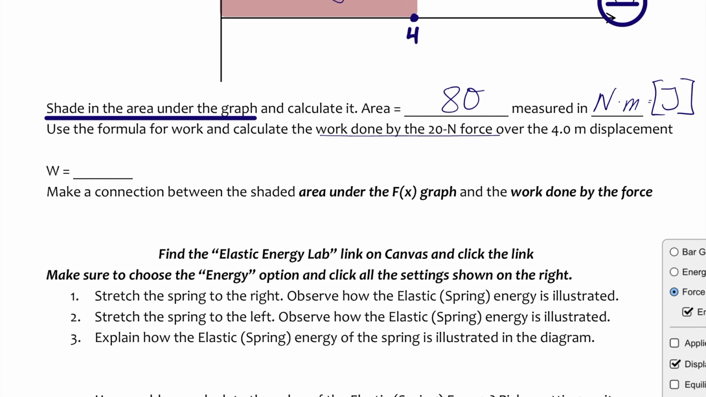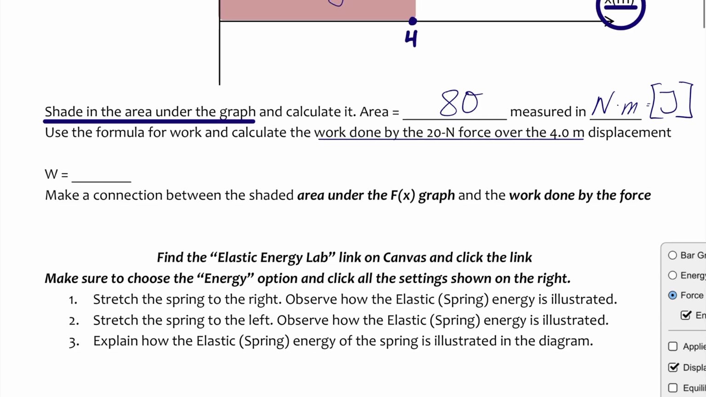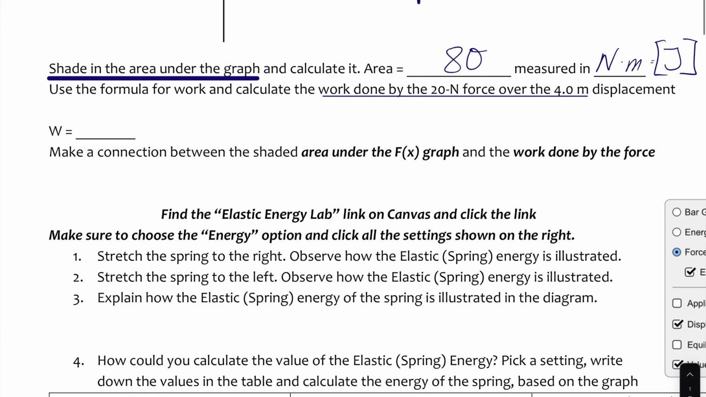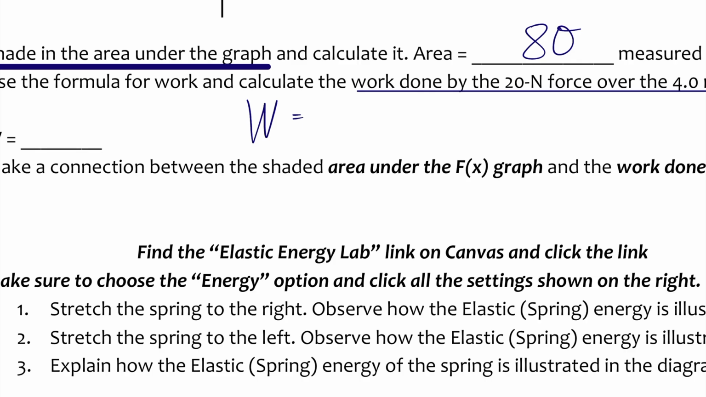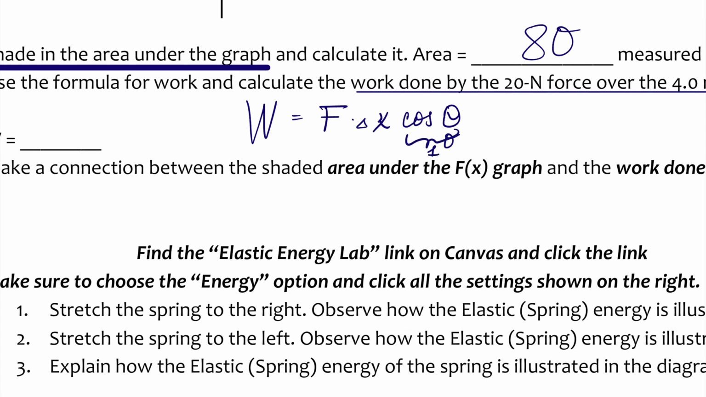My next question is, use the formula for work to calculate the work done by the 20 Newton force over the 4 meter displacement. Again, we said both of them were to the right. The formula is work equals force times displacement times cosine of theta between the two of them. If they're both to the right, then theta is 0, which makes the cosine 1. So I can just ditch that.